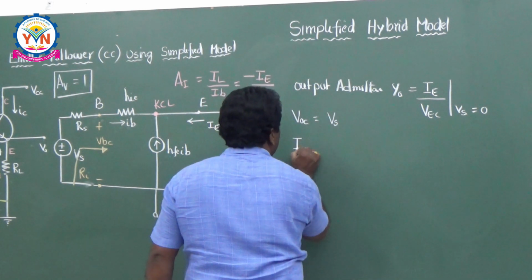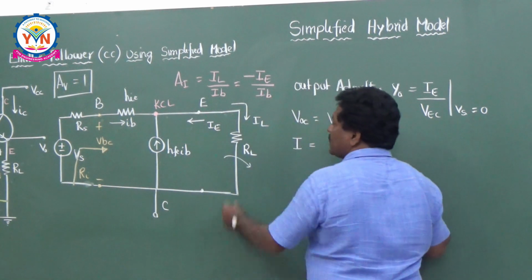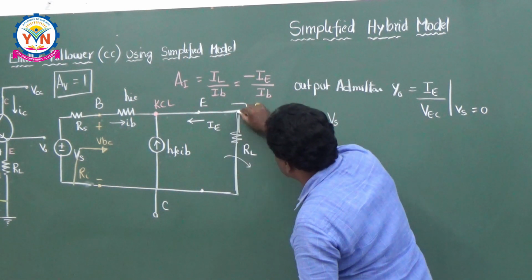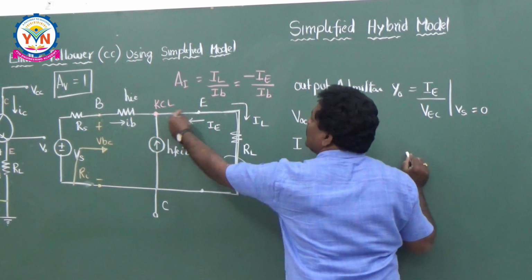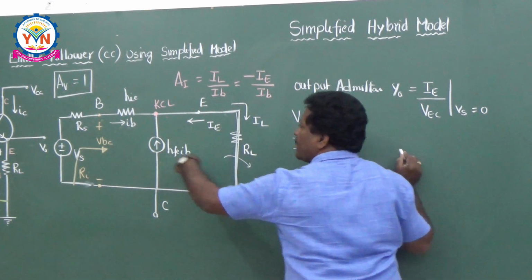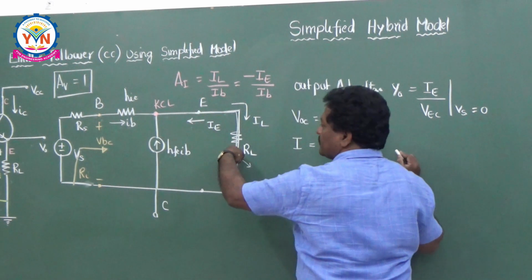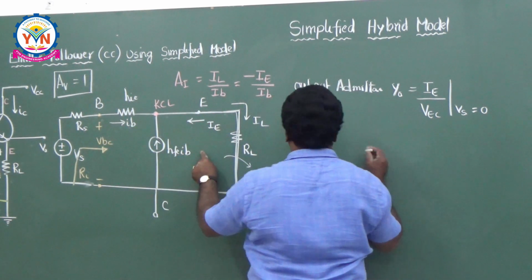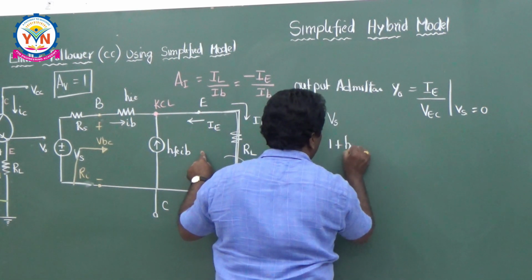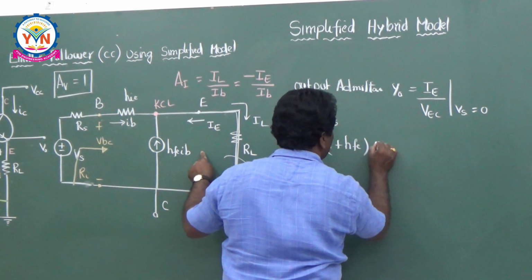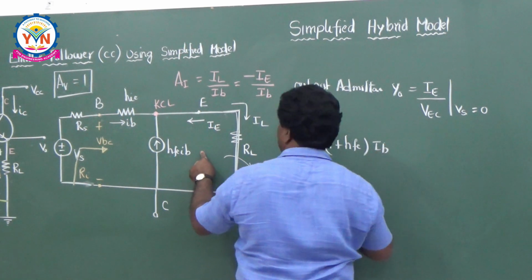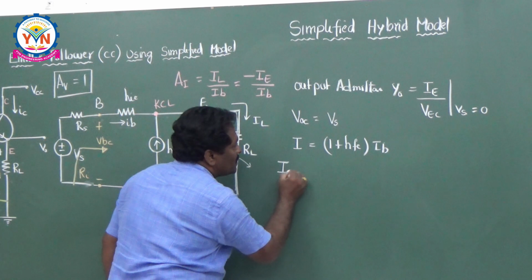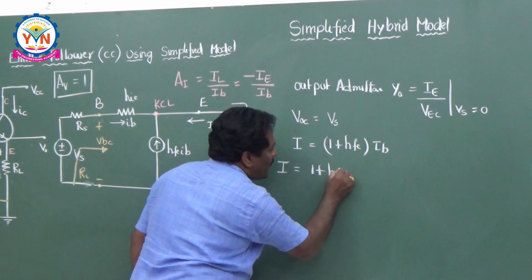Short circuit current I is equal to, what is the short circuit current? If you short the load, totally shorted, this current will come into the short circuit and IB also will come into the short circuit. So what is the total current here? IB plus HFE times IB. So 1 plus HFE times IB is the short circuit current. So I is equal to (1 plus HFE) times IB.